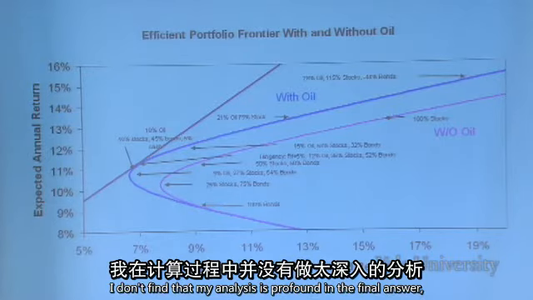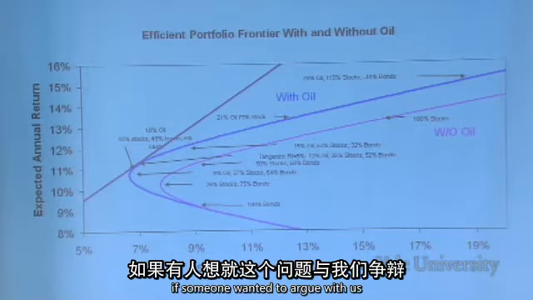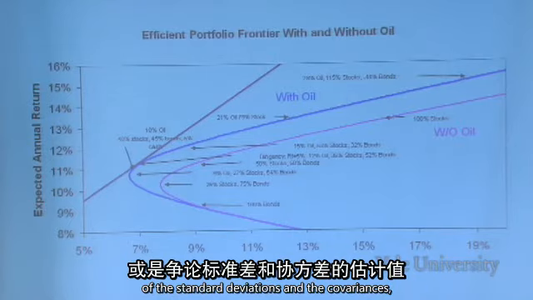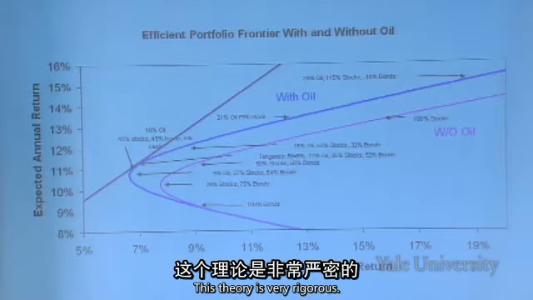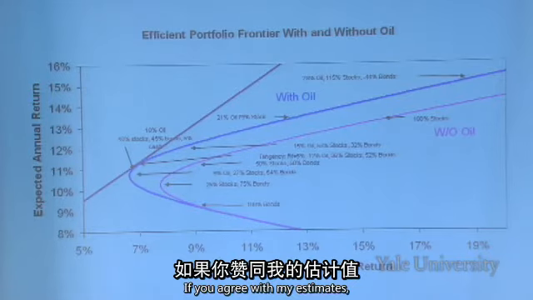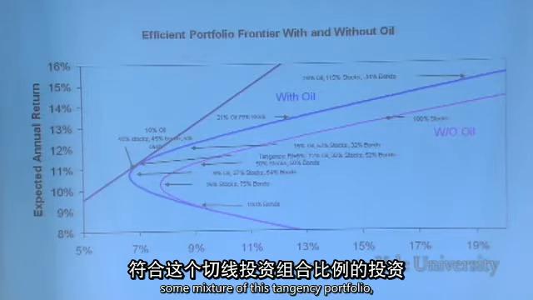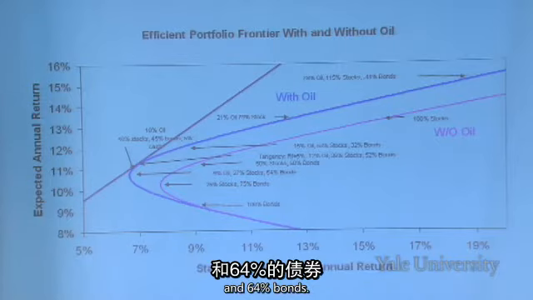I don't claim that my analysis is profound in the final answer. I just took some estimates using my data. And again, if someone wanted to argue with this, they could argue with my estimates of the expected returns, of the standard deviations and the covariances, but not with this theory. This theory is very rigorous. So if you agree with my estimates, then you should do this as an investor. You should hold only some mixture of this tangency portfolio, which is 9% oil, 27% stocks, and 64% bonds.